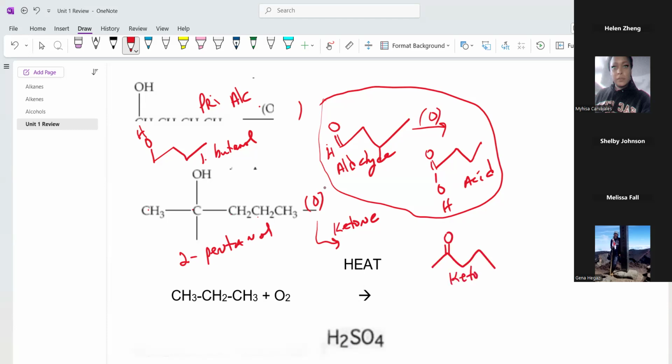Professor, how would you know it was secondary? I don't know if I missed that. Because there's only one H here on that carbon. Primary, there are 2 H's. And then tertiary, there are no H's.